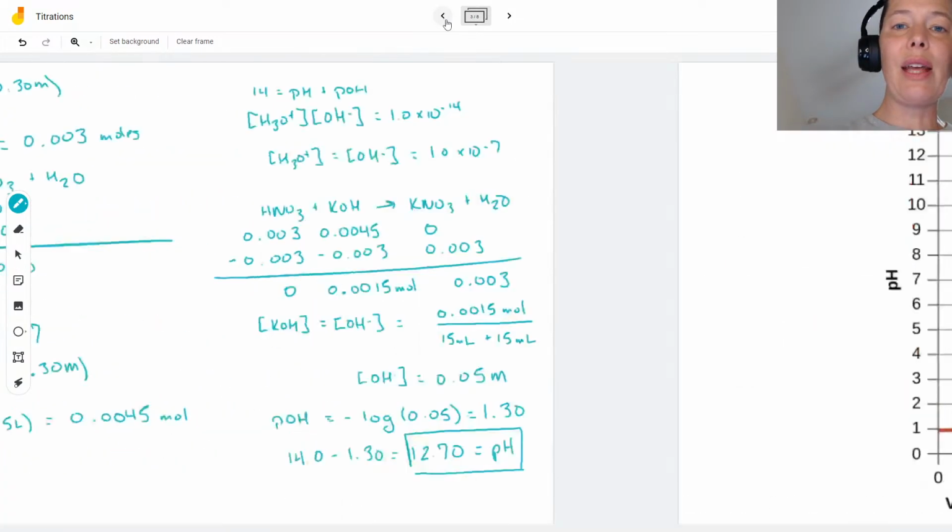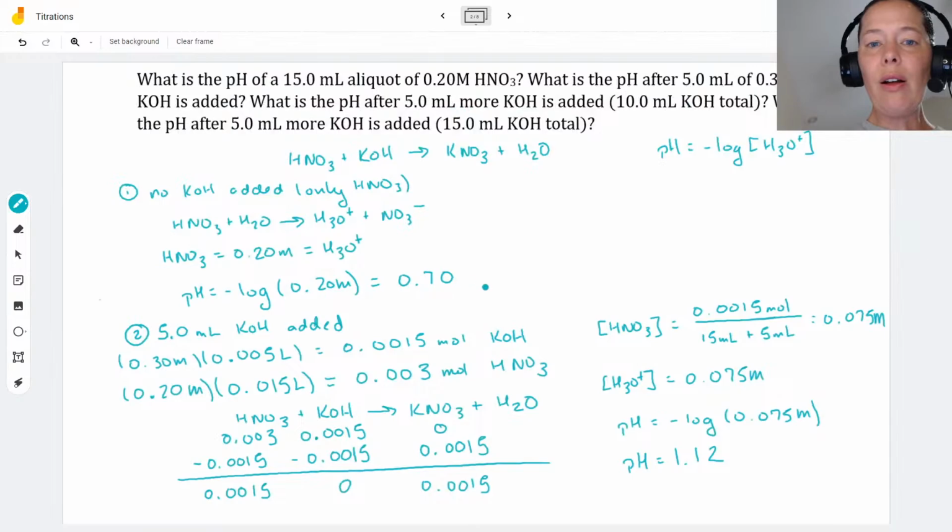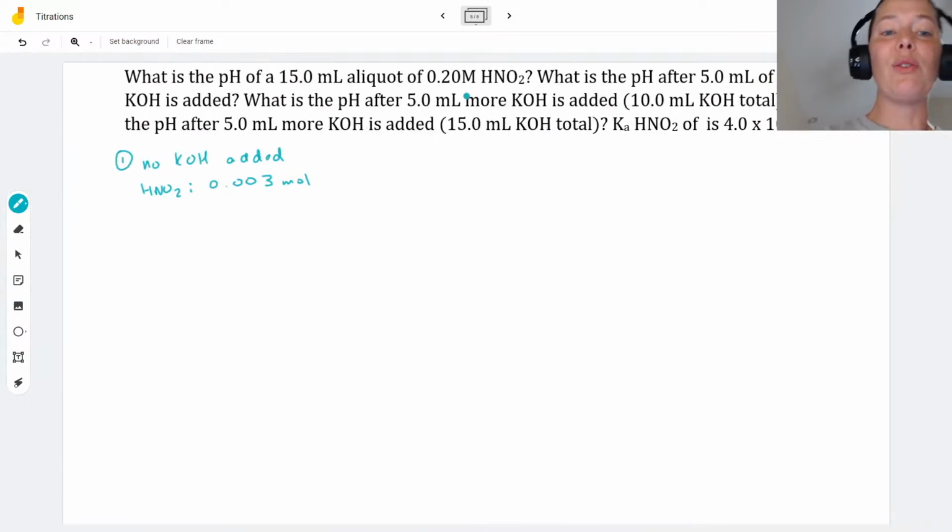Actually, I can pop back to that page here where this calculation right here. Again, it's the same concentration, it's the same volume, so it's the same number of moles. So that is where the 0.003 moles comes from. All right, so now we have to do our equilibrium problem. And that is, we have our nitrous acid. It is in aqueous solution. So it is going to form some hydronium and some nitrite.